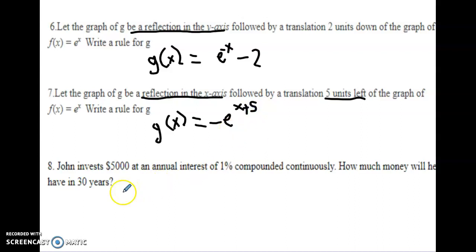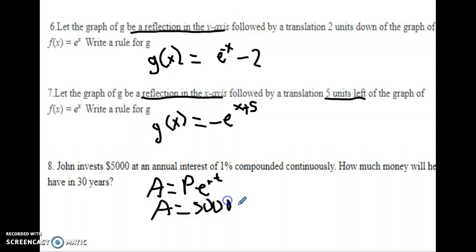All right, John invests $5,000 at 1% interest compounded continuously. Because it's compounded continuously, then we can use this equation: A equals P e to the rT. A represents how much money he's going to end up with, and that's what we don't know, so we're just going to keep that. The principal started out at $5,000.